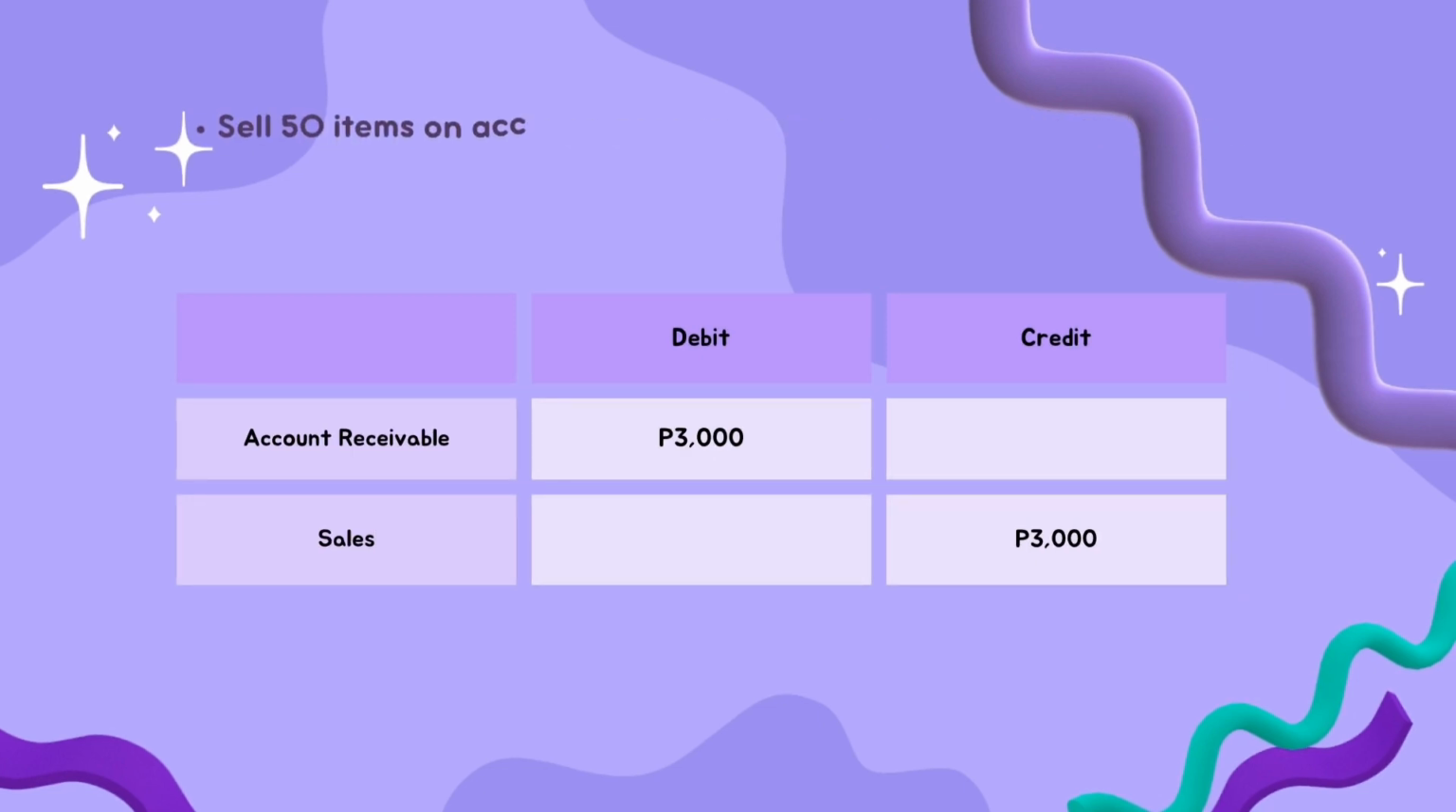And next, sell 50 items on account for 60 pesos each, net 30. So, in this transaction, naging seller na tayo. So, nagbenta tayo ng 50 items on account at each item is nagkakahalaga ng 60 pesos. So, yung accounts receivable is naka-debit at yung sale is naka-credit. Naging 3,000 kasi 60 times 50.